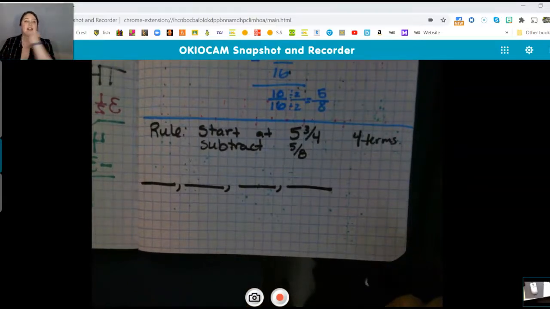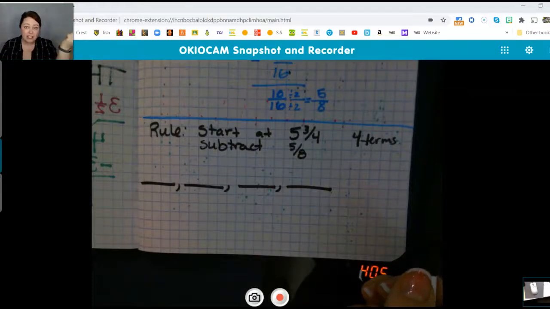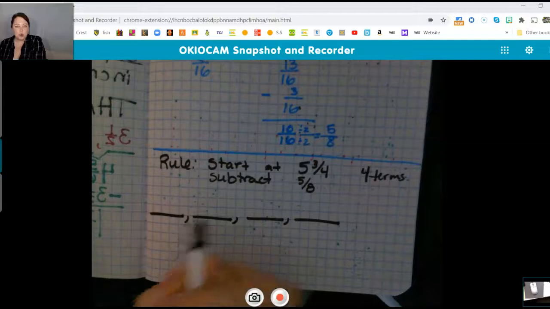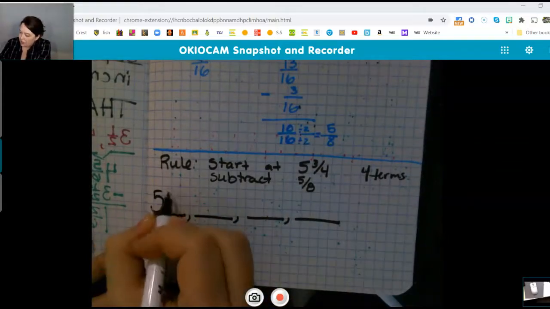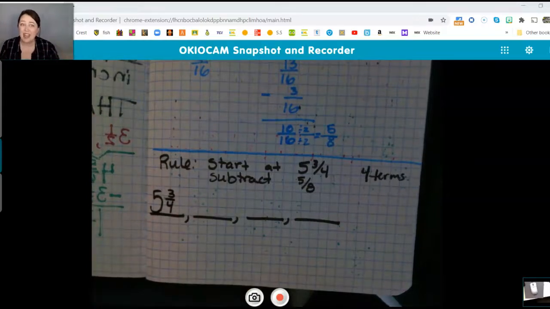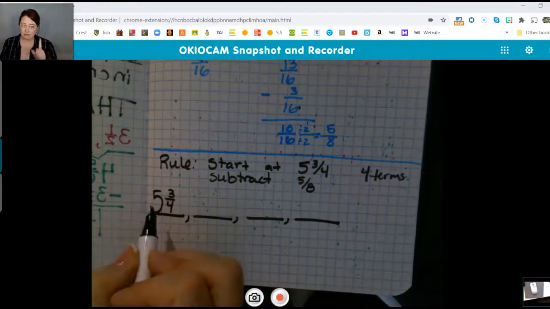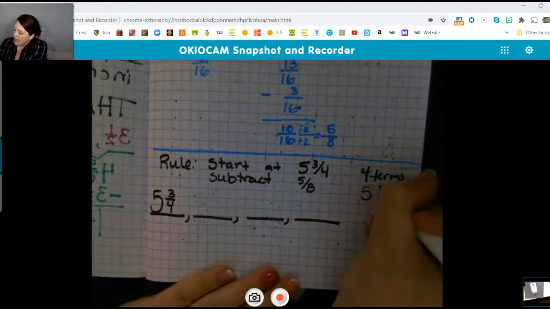Now, here's the thing. When you are on Think Central, be really careful about this, you guys. The rule says start at 5 3/4. So on this first line here, I'm going to write 5 3/4. So really, I only have to do it 3 times. I still have to do it 3 times. But remember to put that first term here. That got me for several years. So 5 3/4 minus 5/8.